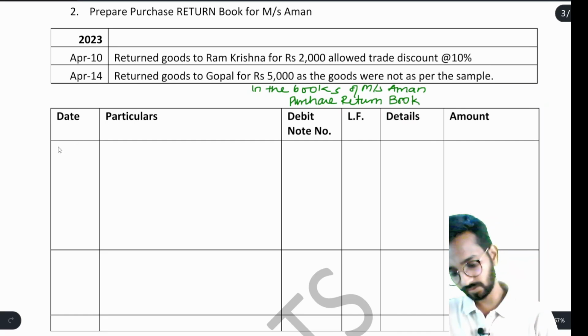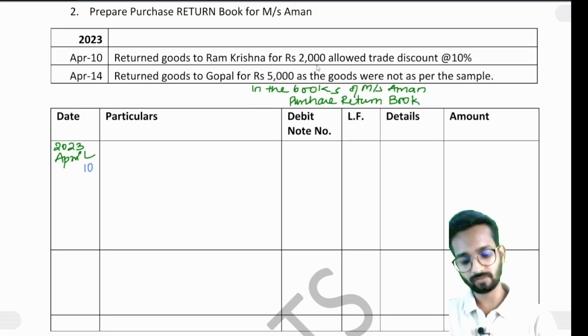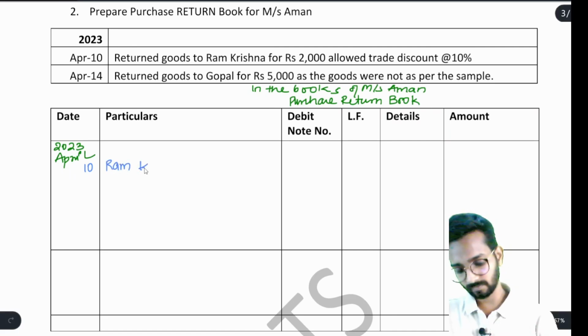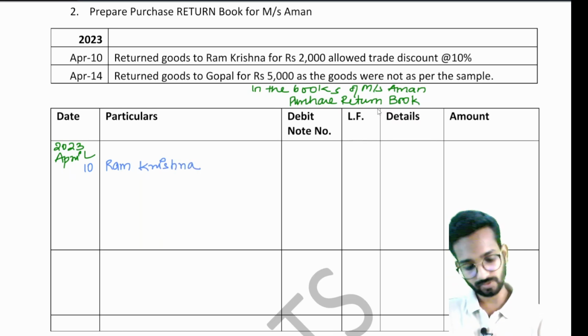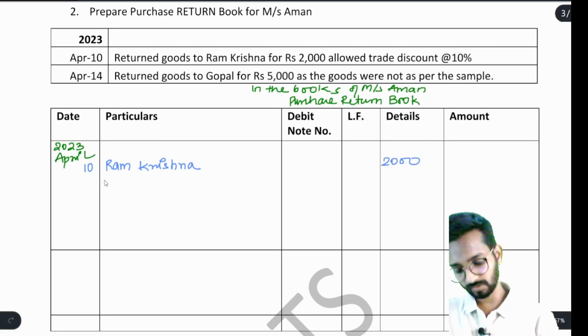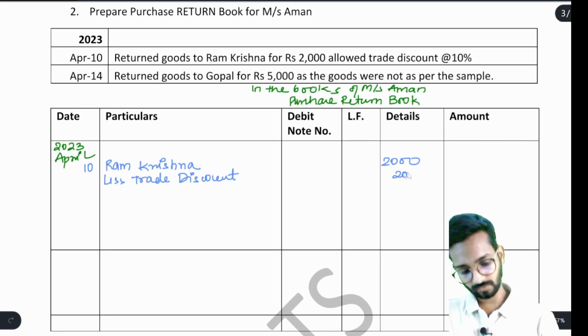Now write the date, 2023, April 10. What is happening? Returned goods to Ramakrishna for rupees 2,000. Allowed trade discount of 10%. Very simple. Write here Ramakrishna. How much is the amount? 2,000 rupees. So you will write here 2,000, less trade discount, 10% of 2,000, that is 200. The amount will be 1,800.